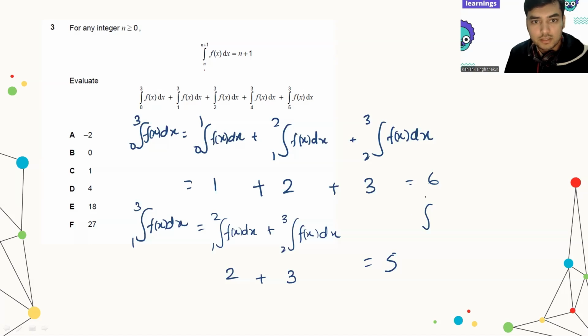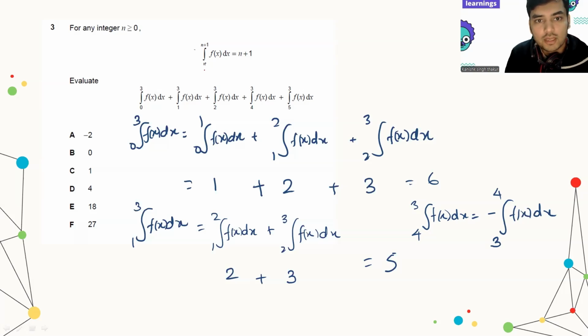So I'll tell you that integration of 4 to 3 f(x) dx is actually the negative of integration of 3 to 4 f(x) dx, right? Integration of 3 to 4, put n equal to 3, how much you get? 4, right? But this would actually be equal to minus 4, isn't it? So here again the value you get is minus 4, okay?